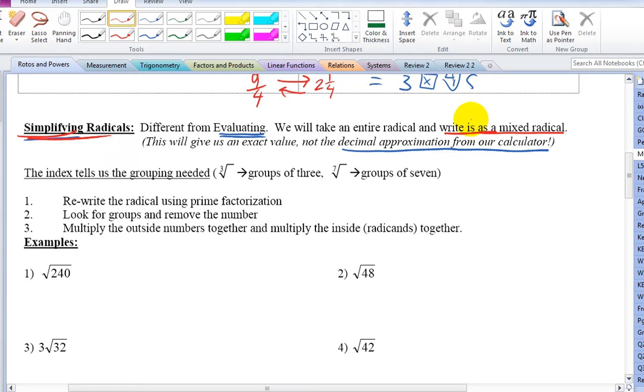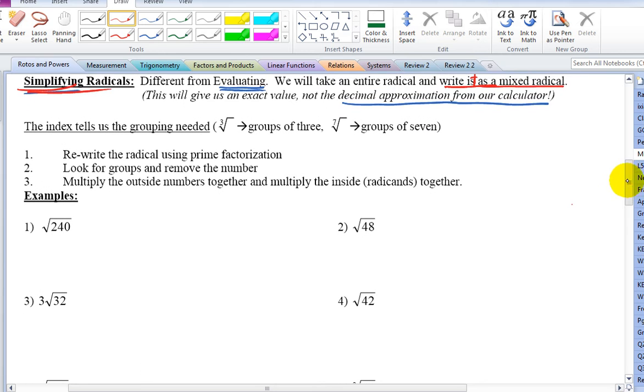Okay. That should be a T, by the way. Okay. So the index tells us the grouping. If the index is 3, we're looking for groups of 3. Then we can take out a single value. If the index is 7, we look for groups of 7. There's several different ways of doing this.